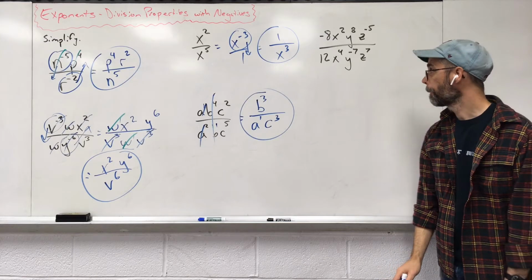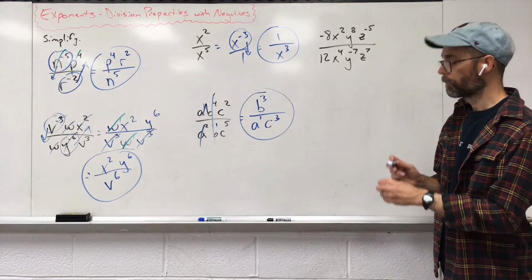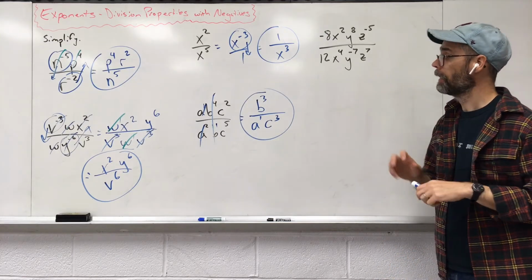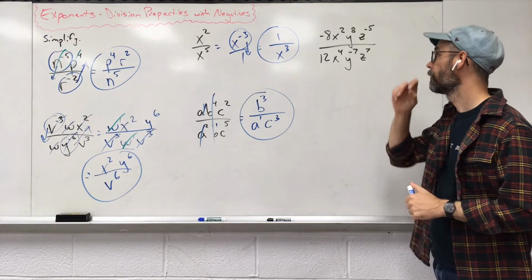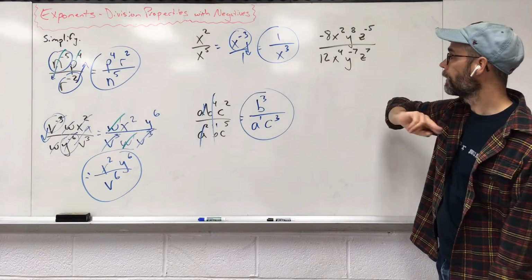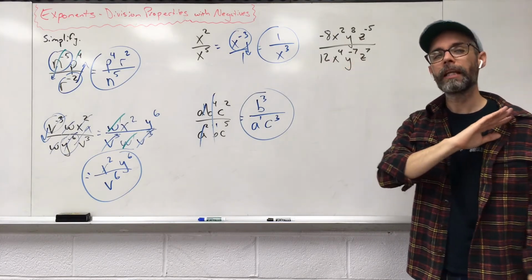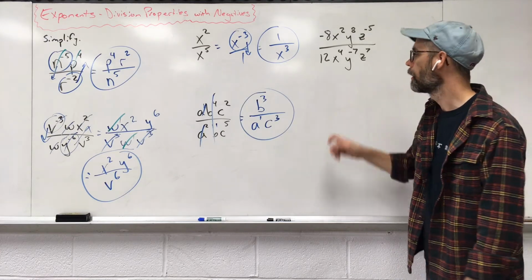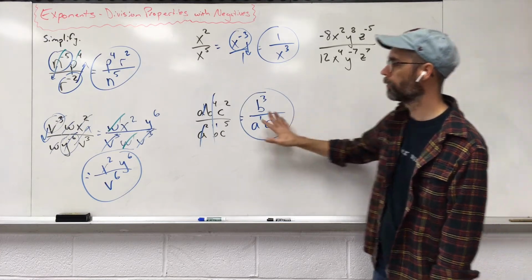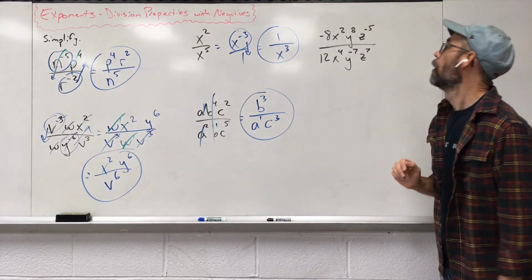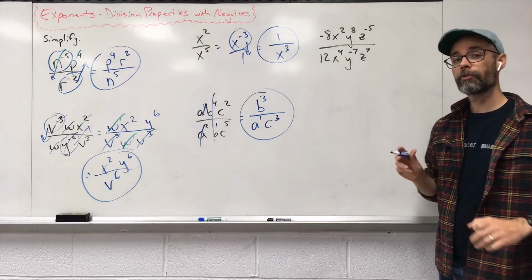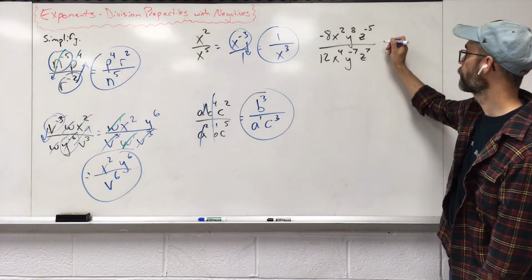All right, let's look at a complicated problem with all these. So I've got an 8, a negative 8, and a 12 in the front. I'm going to ignore them to the very, very end. I want to deal with all my variables like I've done over here. First, let's just rewrite the whole question.